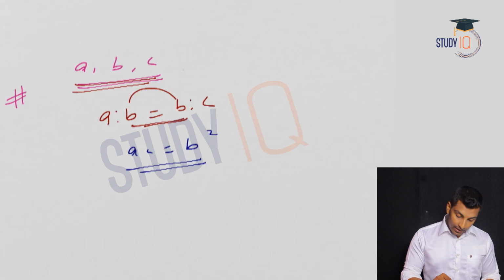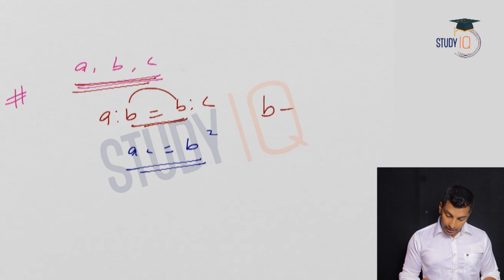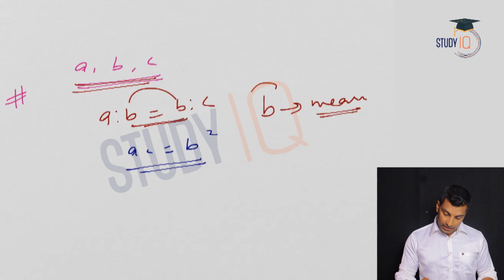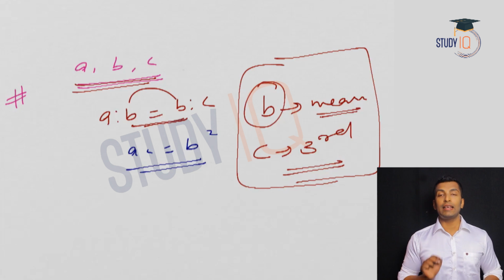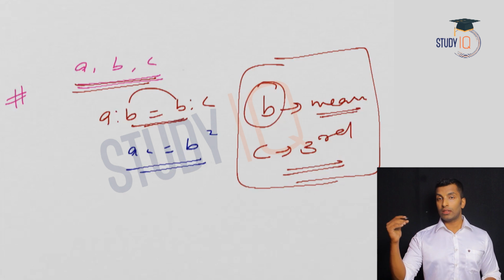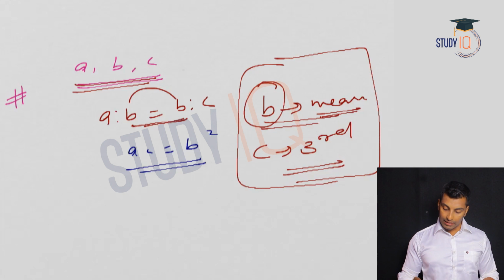We know this, right? Now in this case, B is said to be the mean proportional between A and C, and C is the third proportional to A and B. In questions you'll get things like: C is the third proportional to A and B, or 4 is the third proportional to 2 and 3. And here B is the mean proportional. These are the keywords we need to know. So what I've discussed: extremes, means, mean proportional, and the third proportional.